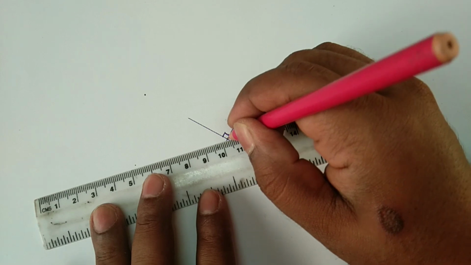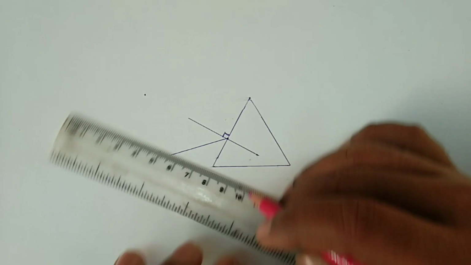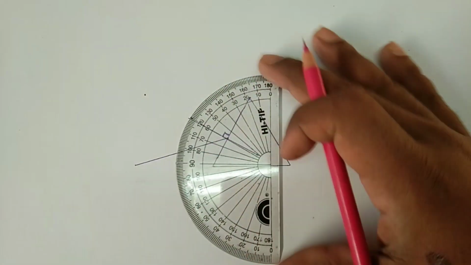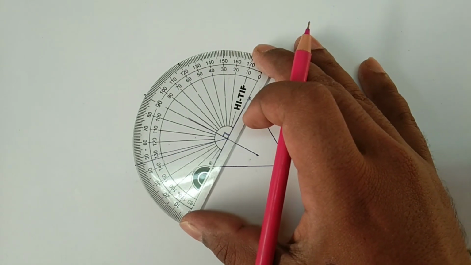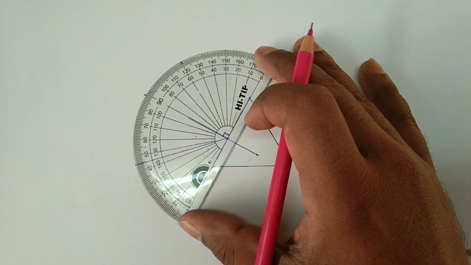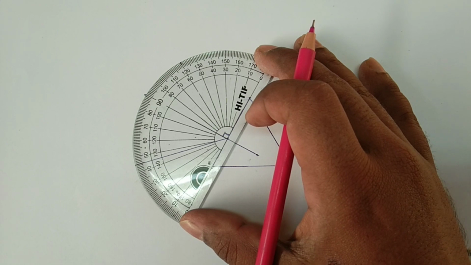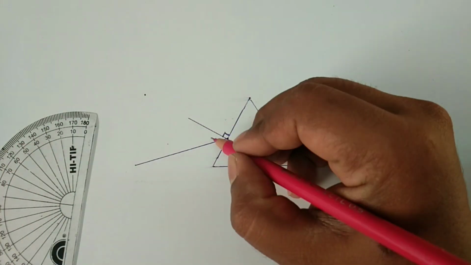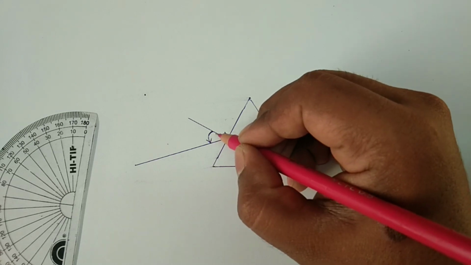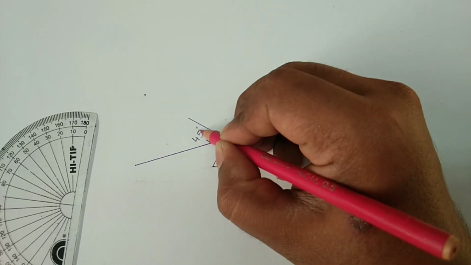See, I'll draw the angle. See here, students. Now I'll check whether it is a proper 45 degrees or not. You can see, students, we have drawn 45 degrees. I'll mark it as 45 degrees. See, students, I have marked 45 degrees. So we have drawn the 45-degree angle.